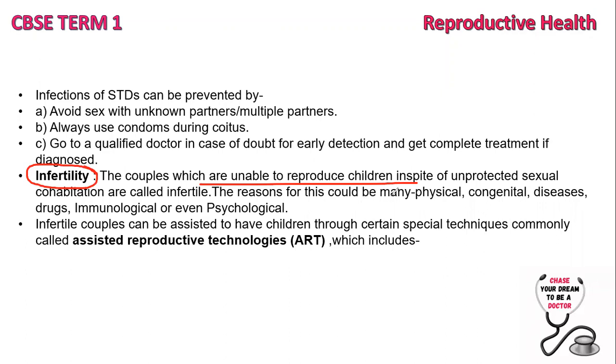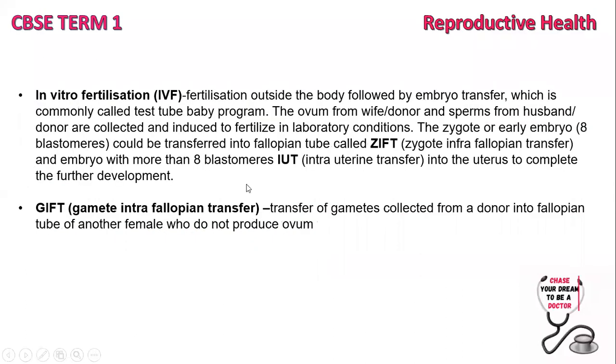And there may be many reasons: physical, congenital diseases, drugs or medicines they may be using, immunological or physiological causes as well. So for those, a new technique has been developed, that is assisted reproductive technology. That includes the following. You might have heard about the test tube baby program. That includes IVF, or in vitro fertilization: fertilization outside the body, followed by embryo transfer. In the test tube baby program, you will call them.